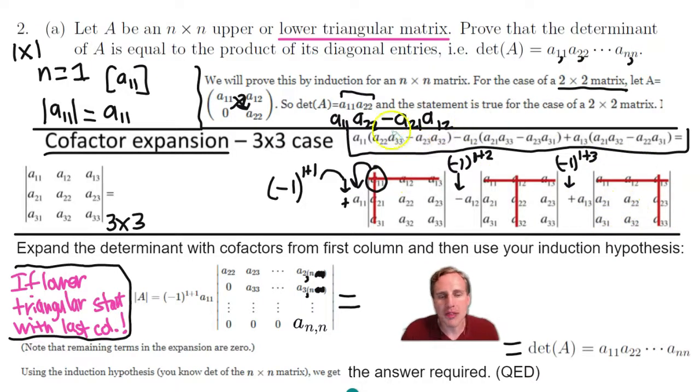Now, that produces this formula, but remember, we're doing this for an upper triangular matrix. So assume that there's only data here and that there are zeros below the main diagonal. If that's the case, we're going to have many of these terms being 0.